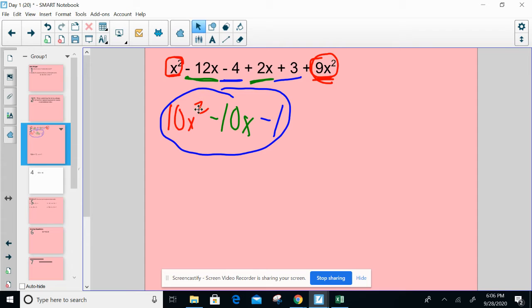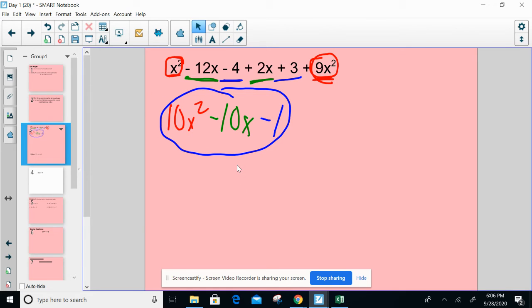Now, another note, that squared only goes with the x. It's saying that x is squared, not the 10. It's 10 times x squared. It's saying there are 10 x squareds. Same here, there are 10 x's. All right, so that squared only goes with the x. Do not square the number out in front.